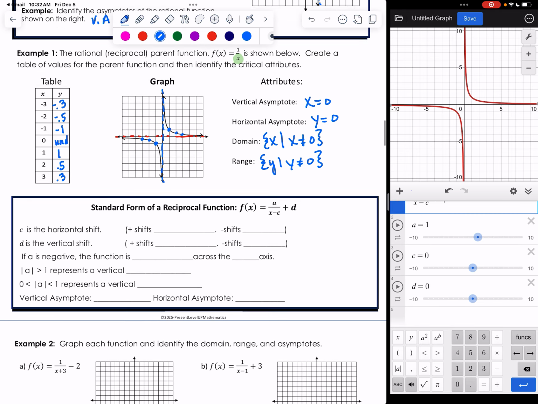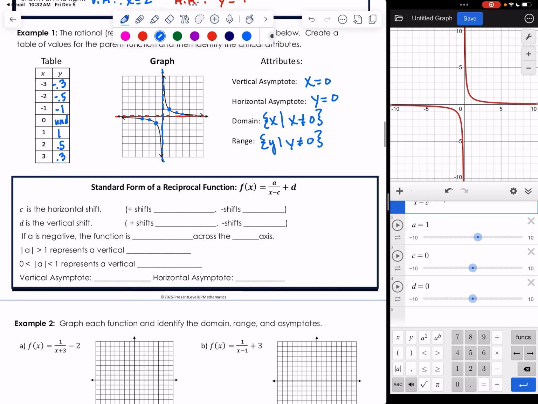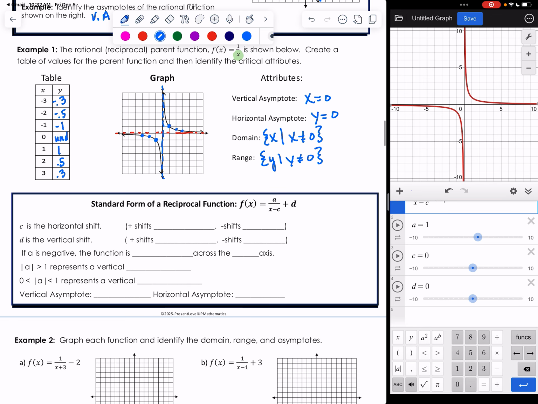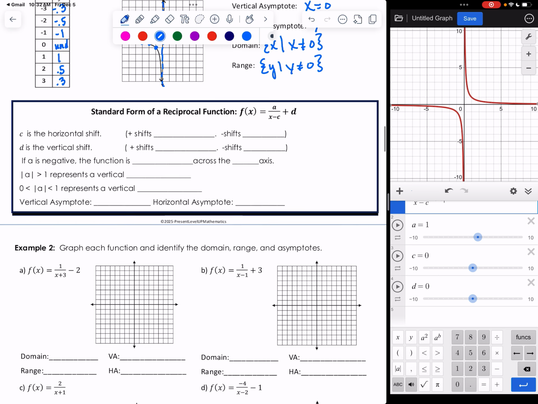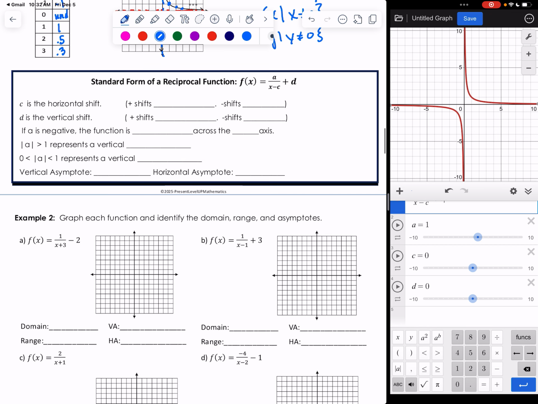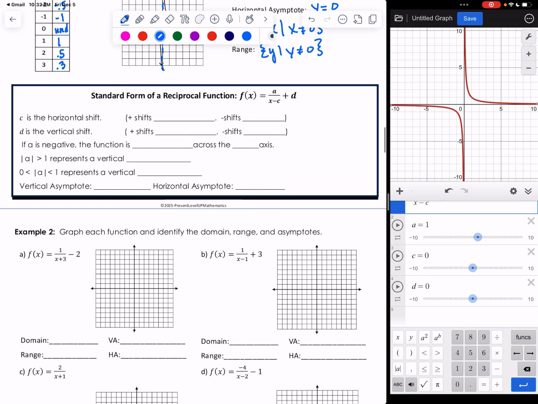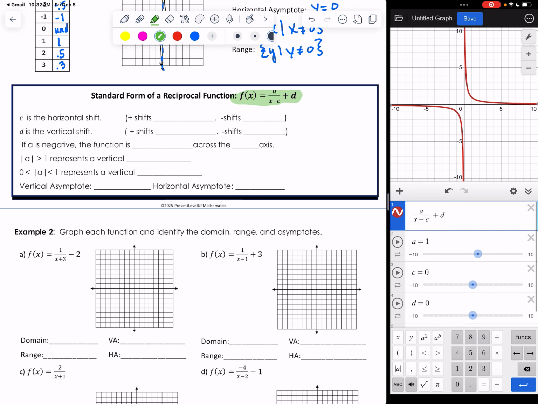All right, now the transformations of the reciprocal function are the same as the transformations of any function you've studied thus far in the course. So here is our transformed version of the parent function. It would be f of x equals a over x minus c plus d. So if we change the parameters of a, c, and d, we can move this function around on the grid.